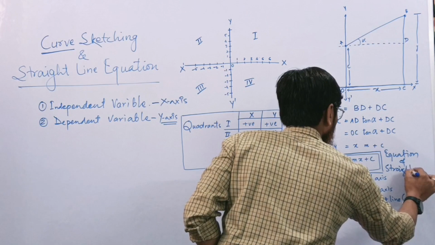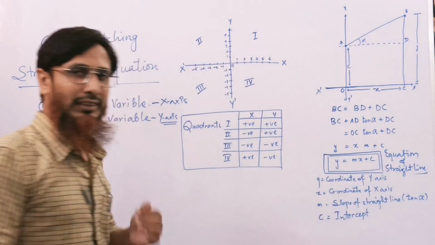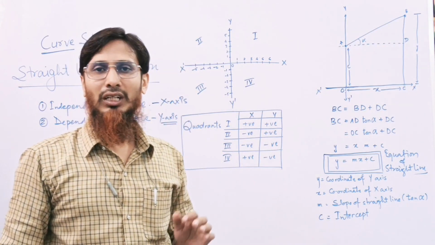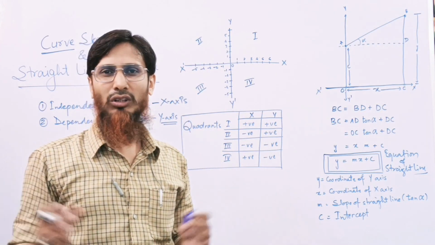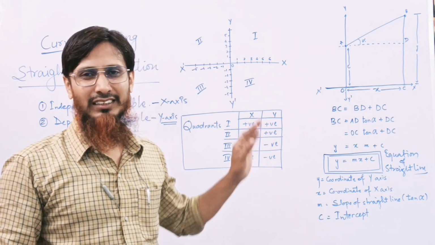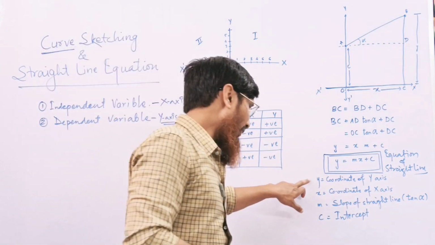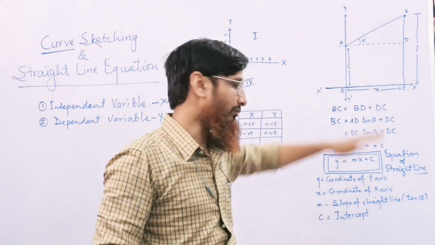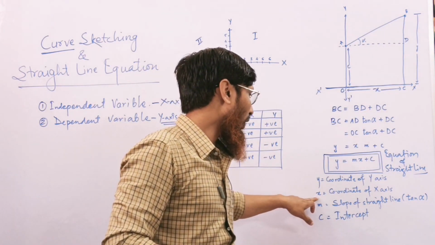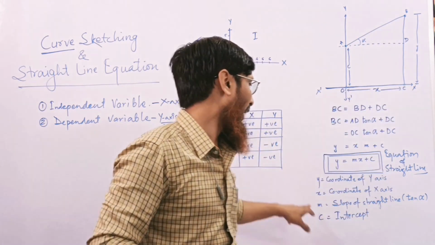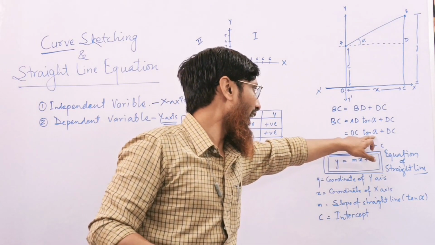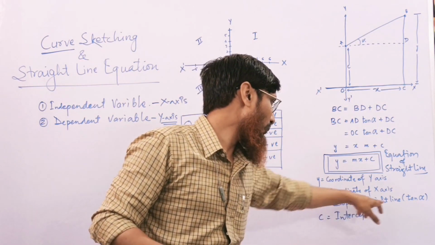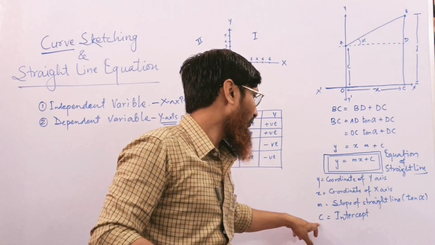This is the equation for a straight line: y equals mx plus c. This is very important. We have to learn it by heart, and all the questions and numericals would be answered in this form only, where small y is the coordinate of the y-axis, small x is the coordinate of the x-axis, and m is tan alpha, which is the slope of the straight line. So m would be the slope of the straight line, and c would be the intercept.